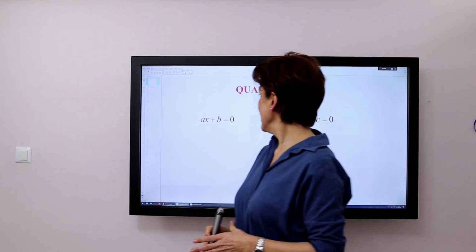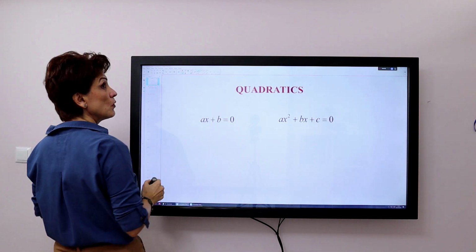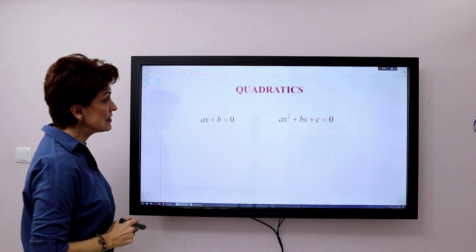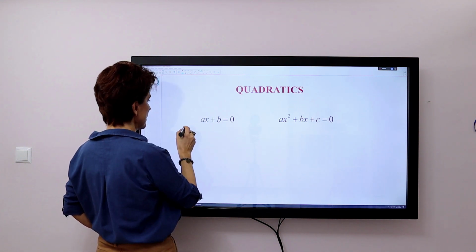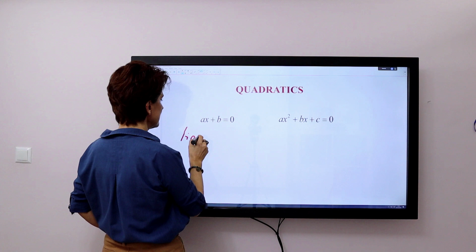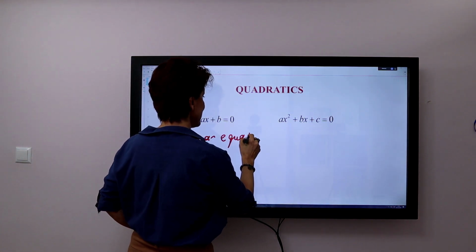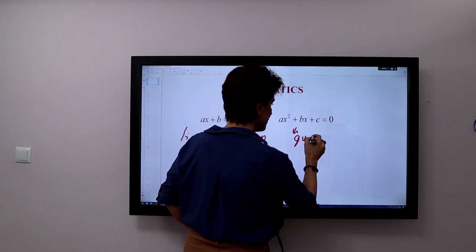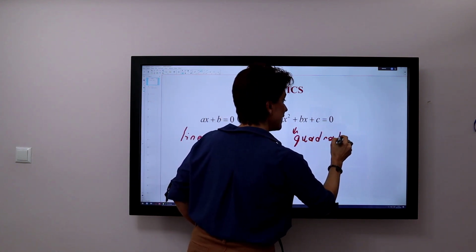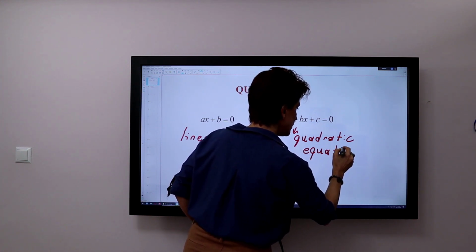Okay? Let's look at which one. Did you remember which one is quadratic and which one is a linear equation? The first one is a linear equation, right? This one is a linear equation. The second one is a quadratic equation. Did you remember? I hope.